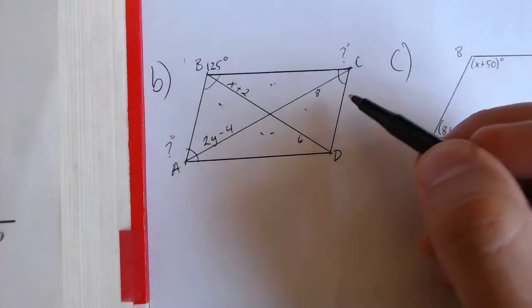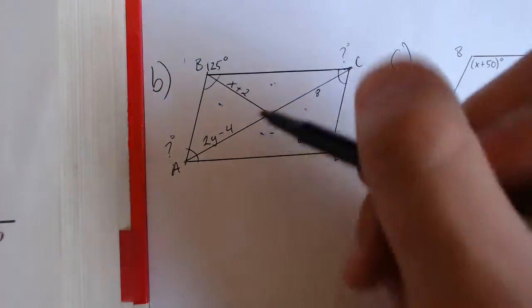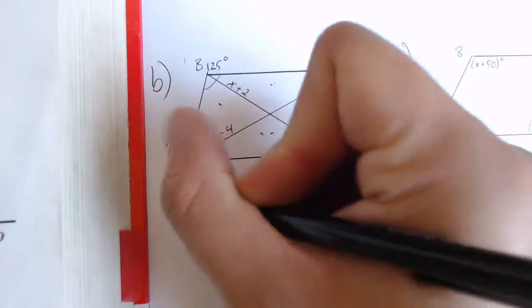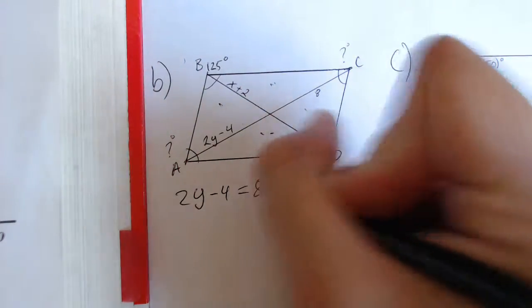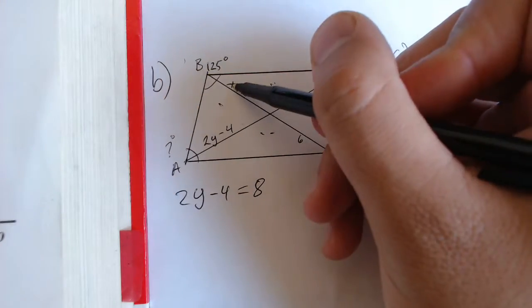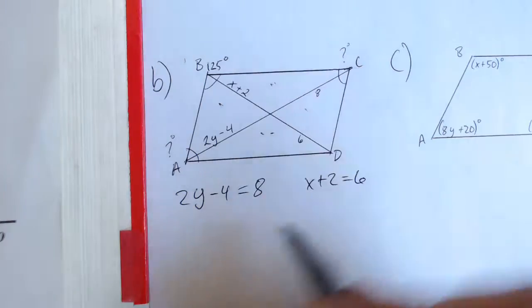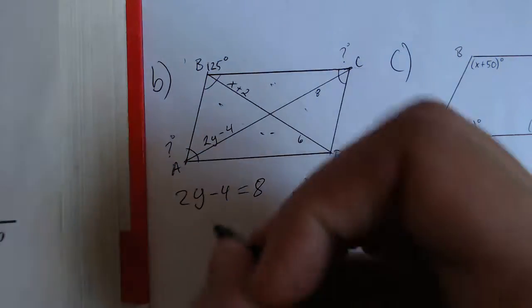But if we go across, we can use equations to solve for x and y. So if these triangles are equal, this length is equal to 8. So we'll write that as an equation: 2y minus 4 equals 8. The other equation we can write is x plus 2 is equal to 6. Once we solve both these equations, we have our values for x and y.